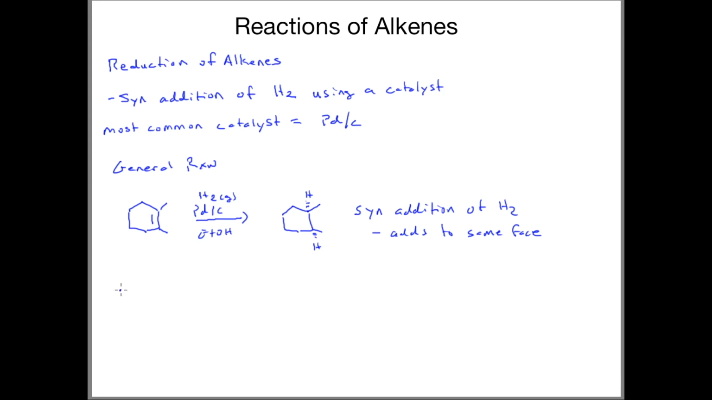Another example of this would be something that looks like this, where I have now a carbonyl moiety. This would be a ketone, and we have our double bond in there. We're going to do the same reaction, and what's important to note is that in the product only the alkene is going to get reduced. We're not going to reduce the carbonyl, so we're going to leave that alone. That actually takes much higher pressures if you want to do that, and usually it's not done.